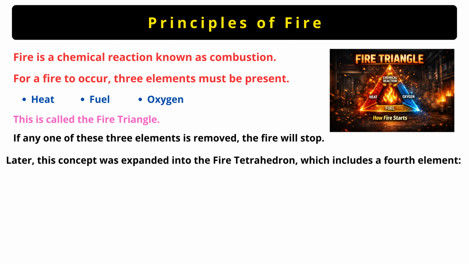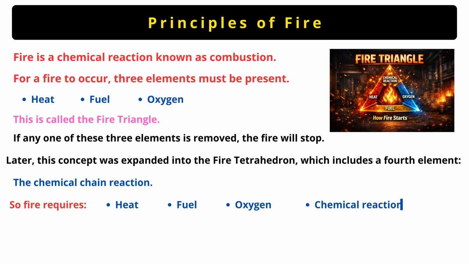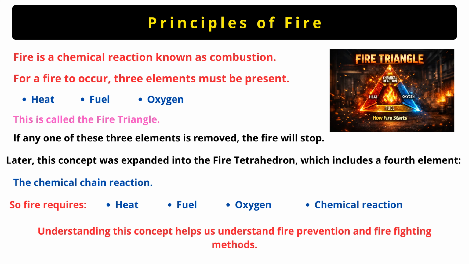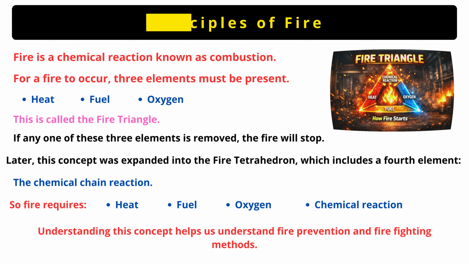Later, this concept was expanded into the fire tetrahedron by adding a fourth element, which is the chemical chain reaction. So now, for fire to continue, four elements are required, which are heat, fuel, oxygen and chemical chain reaction. When we fight fire, we break one of these elements. This basic understanding is very important.